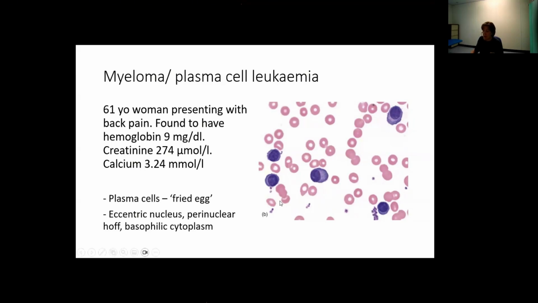But if you see many more of them, then you're looking at a plasma cell leukemia, and the outlook for patients with plasma cell leukemia is very poor. Often these cells are described as looking like a fried egg. Quite often the nucleus is to one side. You have this characteristic pale area, or hof, around the nucleus, and the cytoplasm is very basophilic. They stand out. When you're looking at a blood film, they do sort of shout out at you because they look very different to anything else that you would normally see.